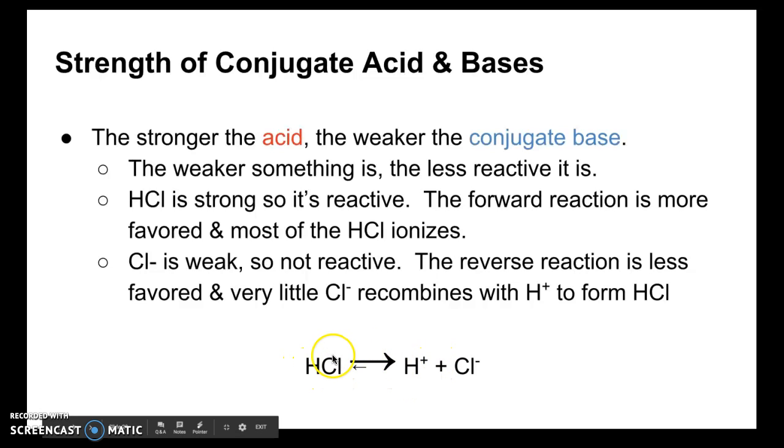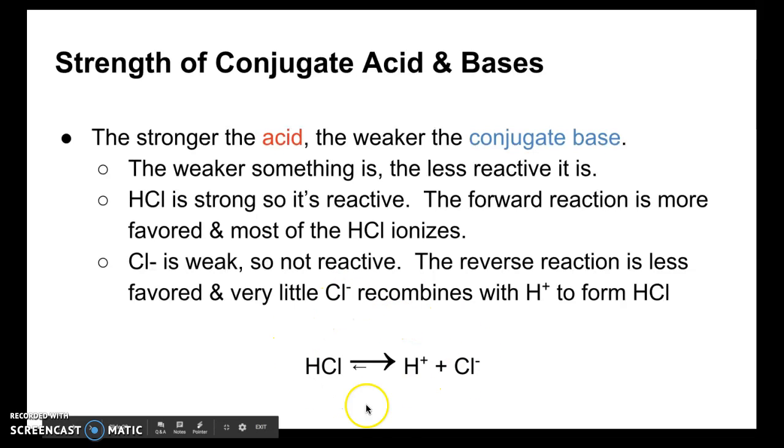And that's because HCl is a strong acid. Strong things are very reactive, so they're going to react a lot, and you'll have mostly the H plus and Cl minus products. The reverse reaction is when Cl minus acts as a base. This conjugate base is weak, so it's not really going to do much reacting with the H plus. A little bit of it will react, so I drew that with a teeny tiny arrow to show that this happens just a little bit, because it's weak and not very reactive.